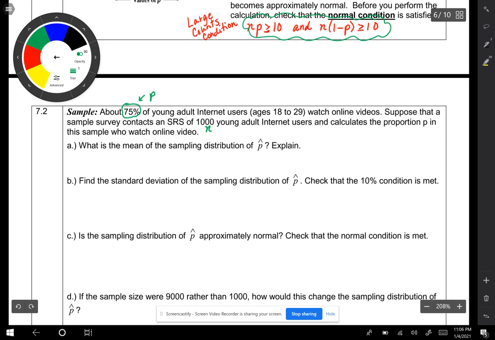About 75% of young adult internet users watch online videos. What is the mean of the sampling distribution of p hat? So let's do the notation correctly. The mean of the sampling distribution is equal to the population proportion. And I circled that the population proportion is 75%, so we'll just write that as a decimal. So the mean of our sampling distribution is equal to 0.75. It's going to be the same as the population proportion p.